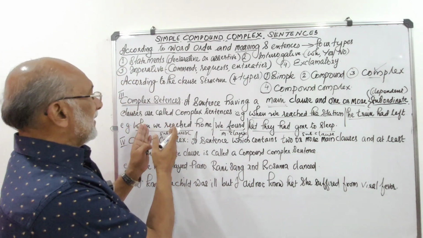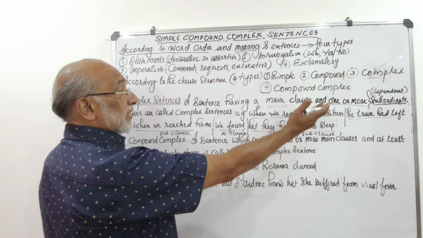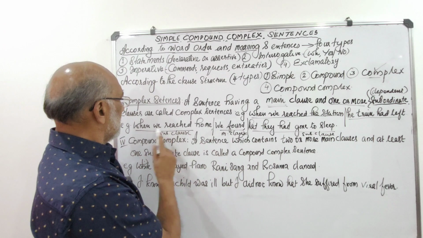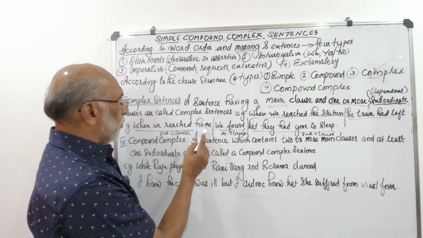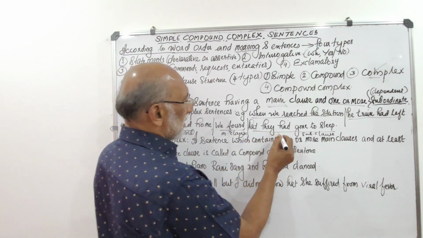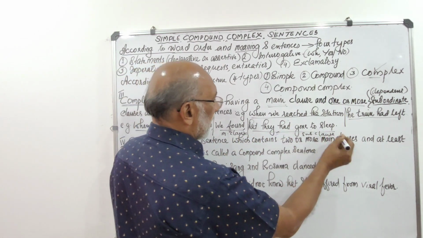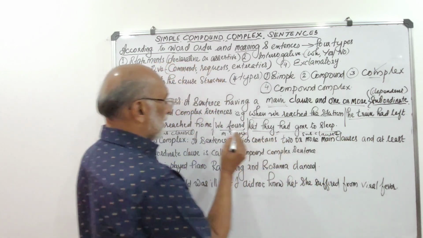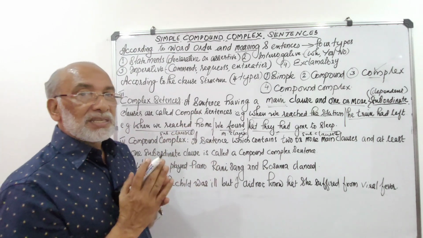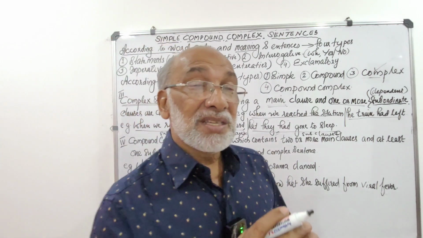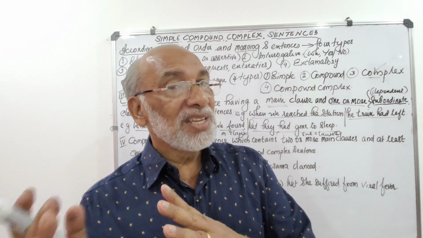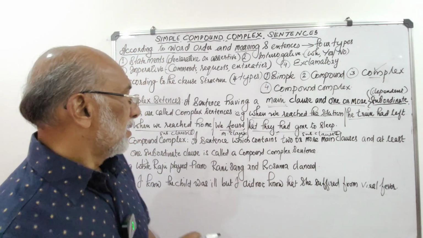So, as we said, one main clause and one or more subordinate clauses. Here we have two subordinate clauses. When we reached home, subordinate clause number one, and this is subordinate clause number two. And here in the middle we have a main clause, we found. So this is an explanation for what is a complex sentence. Okay, one main clause and one or more subordinate clauses.